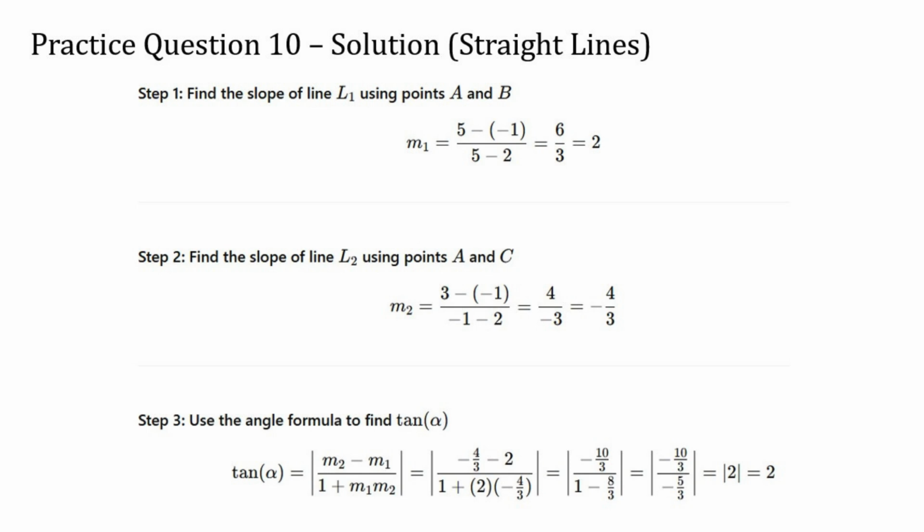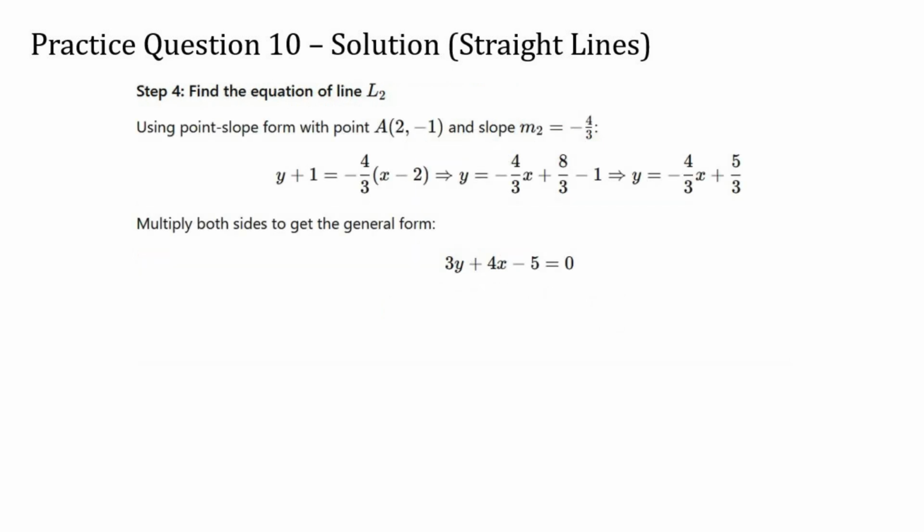With both slopes in hand, we apply the formula for the angle between two lines. This formula only requires us to know the slopes of the two lines. Plugging in the values 2 and -4/3, we simplify the expression and find that the tangent of the angle between the two lines is 2.